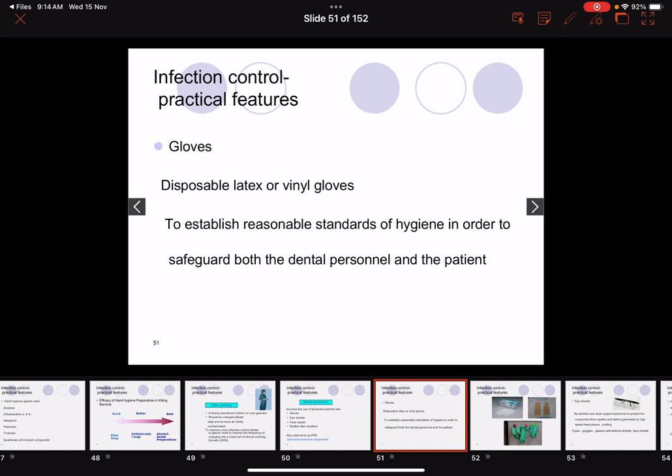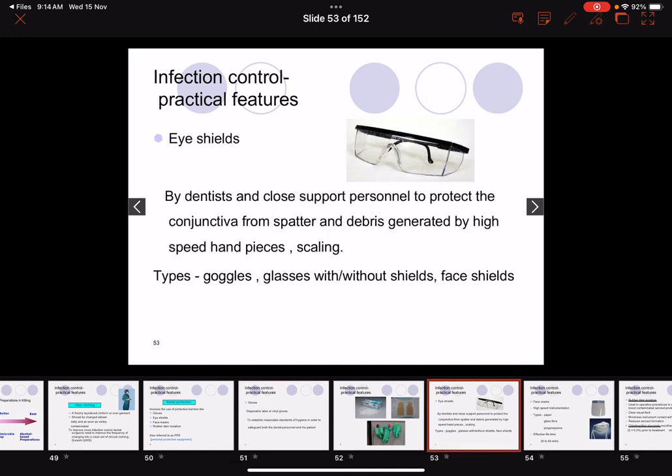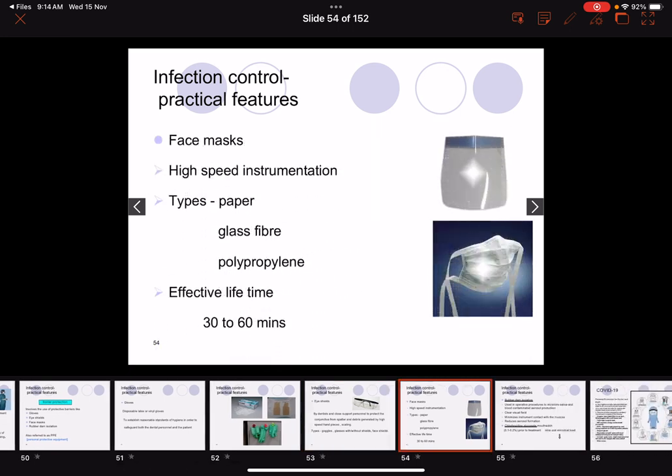Gloves: disposable latex or vinyl gloves, to establish reasonable standards of hygiene in order to safeguard both dental personnel and patient. Eye shields: types include goggles, glasses without shield, or face shield. Face masks: types include paper, glass fiber, and polypropylene. Effective lifetime is only 30 to 60 minutes.